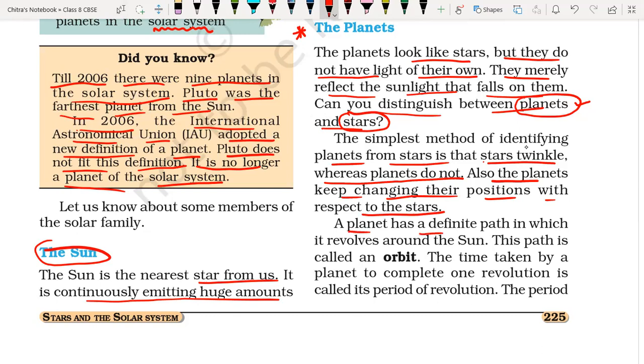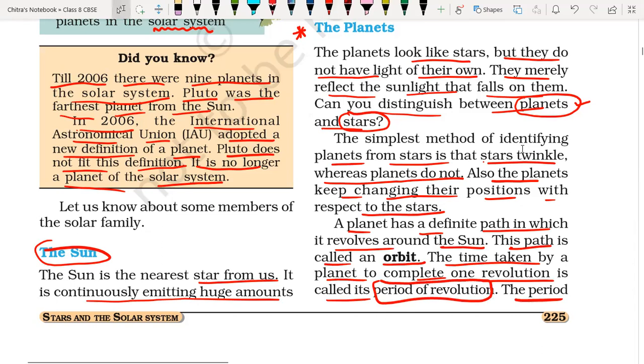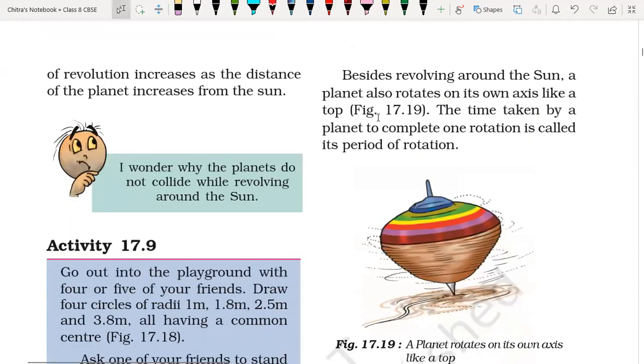A planet has a definite path in which it revolves around the sun, and the sun is the star. This path is called an orbit. We have already gone through that. The time taken by the planet to complete one revolution is called the period of revolution of that planet around the sun. The period of revolution increases as the distance of the planet from the sun increases.